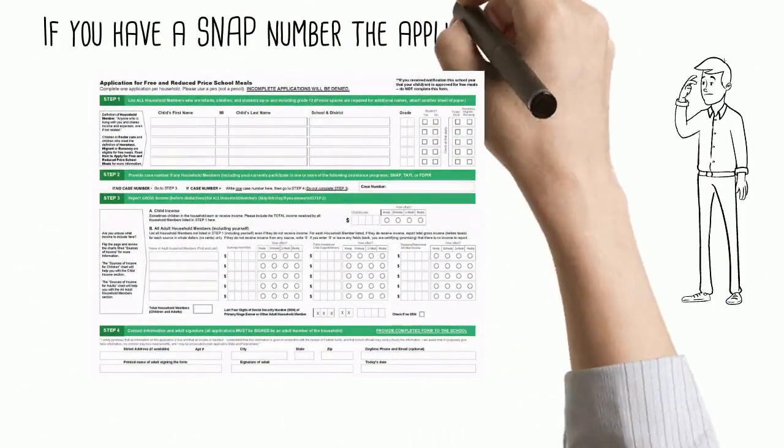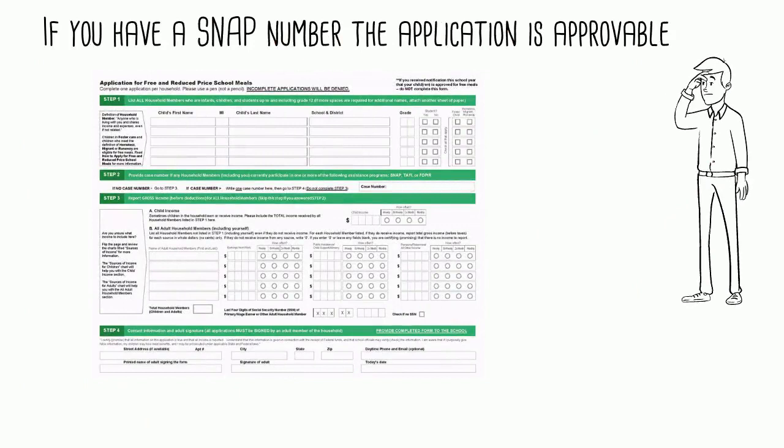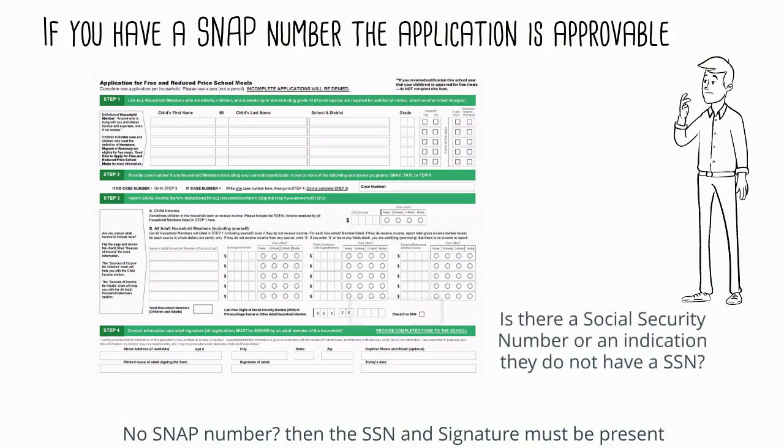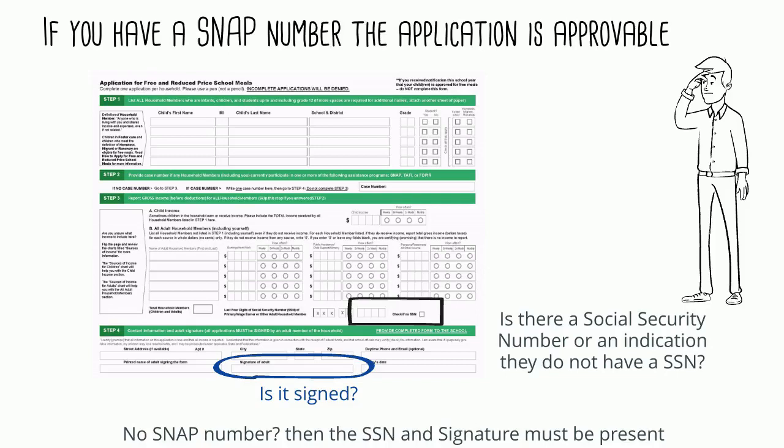If there is a SNAP number on the application, it is approvable. If there is no SNAP number on the application, is there a Social Security number or an indication they don't have a Social Security number? And is the application signed?